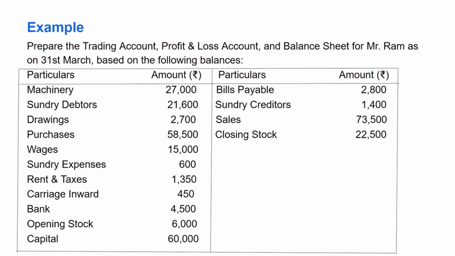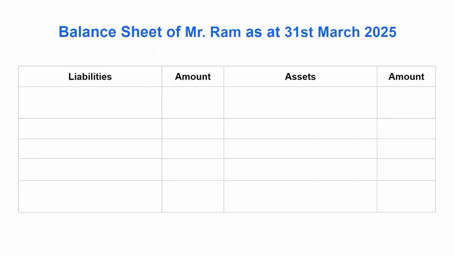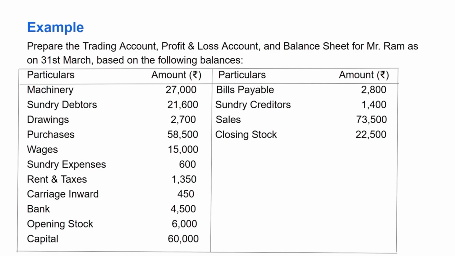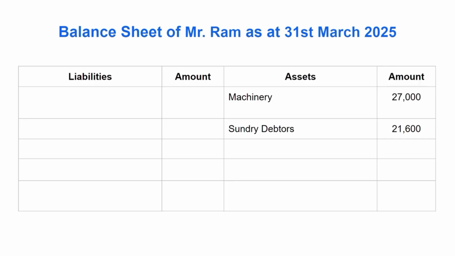Machinery 27,000. Remember, we record machinery in the balance sheet, that is the asset side. Let's see how we'll record it. This is the format of the balance sheet, that is, balance sheet of Mr. Ram as at 31st March 2025. Liabilities, amount, assets, amount, and we record it as machinery 27,000 on the asset side because machinery is an asset. Next, sundry debtors 21,600. Sundry debtors we record in the balance sheet. Let's see how we'll record it. Sundry debtors 21,600, asset side.